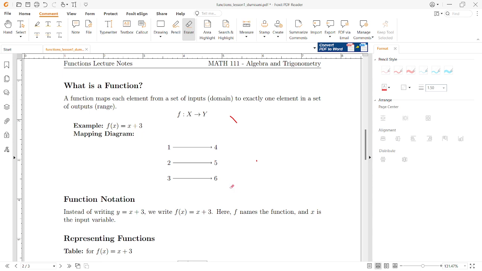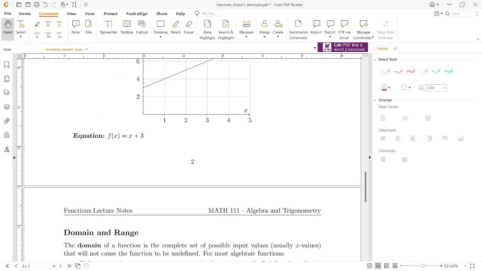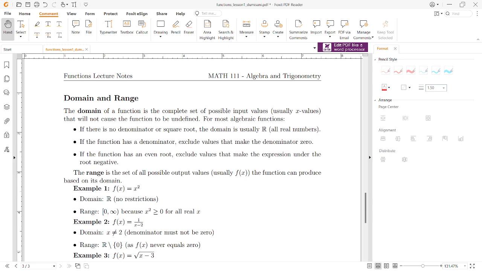So this is the handout that you'll use later for study. So we have looked at function as an equation and the like. So now let's look at the domain and range in detail.